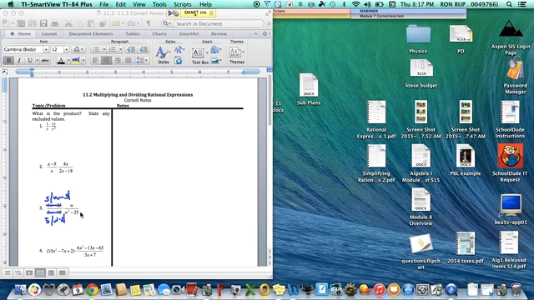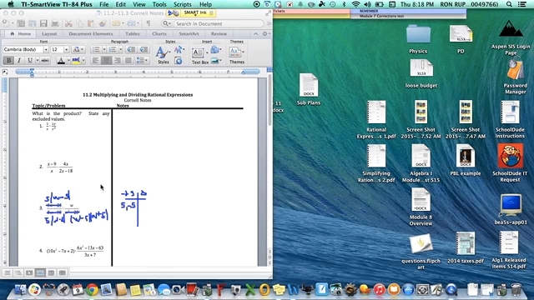W squared minus 25. Now this is a little bit more work. We have to figure out what multiplies together to get negative 25 and adds together to give 0. Hopefully you see that that's 5 and negative 5. So this would become W minus 5 times W plus 5.